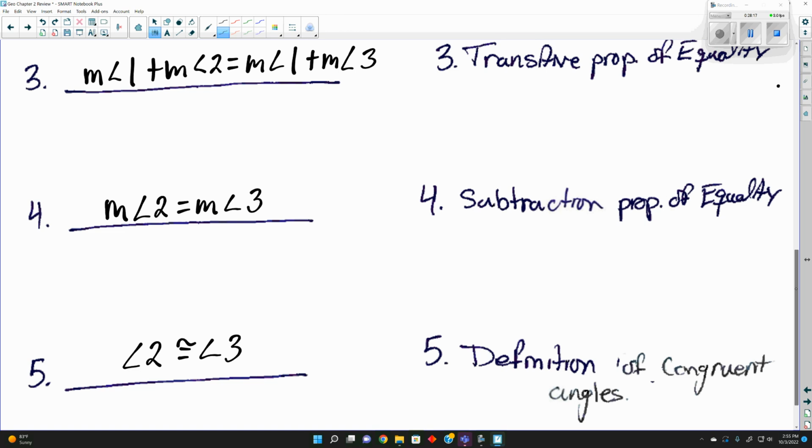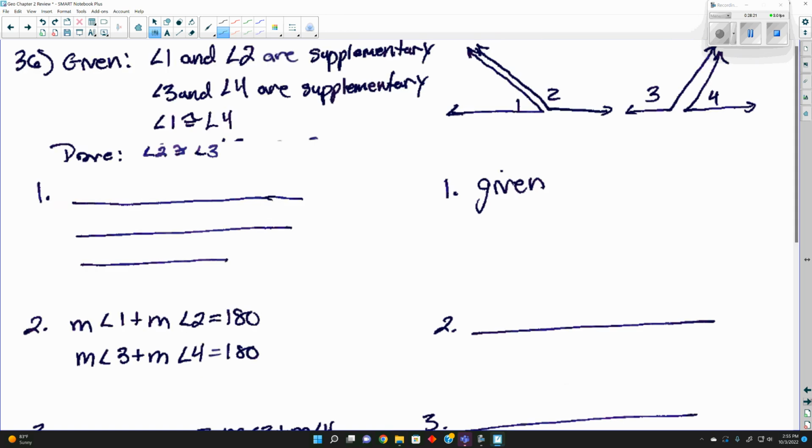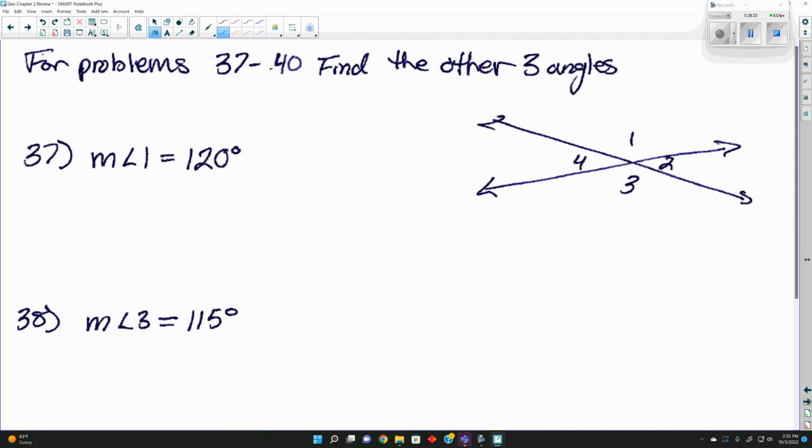Any other questions on this one here? We'll come back to 36. I want to look at 37 through 40 first. All right, guys, focus up here.